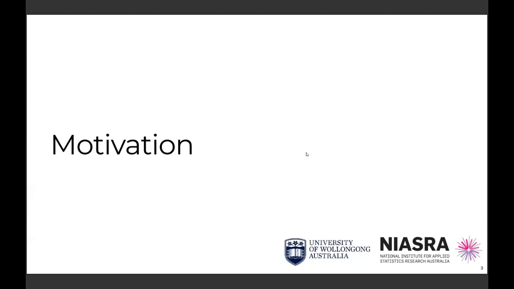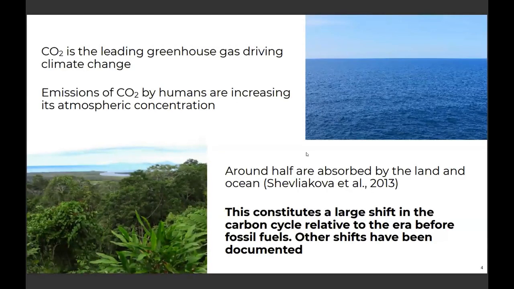So let's motivate. We all know that CO2 is the leading greenhouse gas that drives climate change, and the emissions of CO2 by humans are the reason it's increasing the atmospheric concentration. What not everyone knows is that around half of the CO2 that we emit gets absorbed by the land and the ocean, which is a very good thing, because otherwise the atmospheric concentration would have increased by twice as much. So it'd be much more global warming.